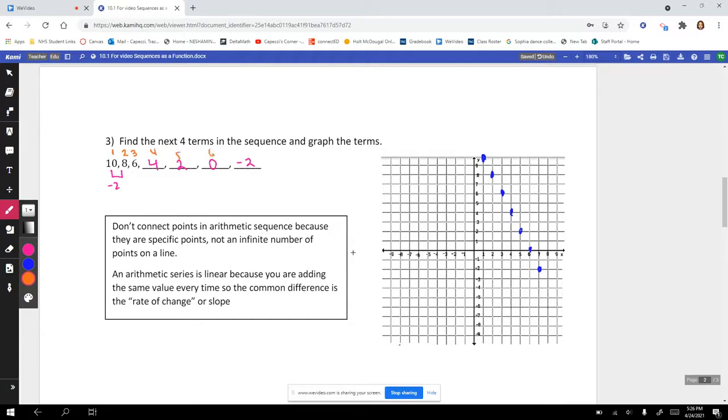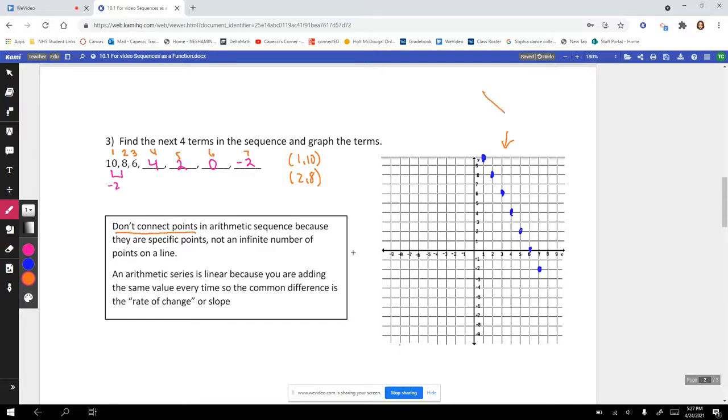When we graph these, we've created ordered pairs. Our first ordered pair is going to be (1, 10), our second ordered pair is going to be (2, 8), and it goes from there. To save some time, I graphed it over here. I plotted all these points. One thing we're going to do is not connect the points. Why is that? This sequence only has 7 points, right? 7 values. So that's what we have on our graph.